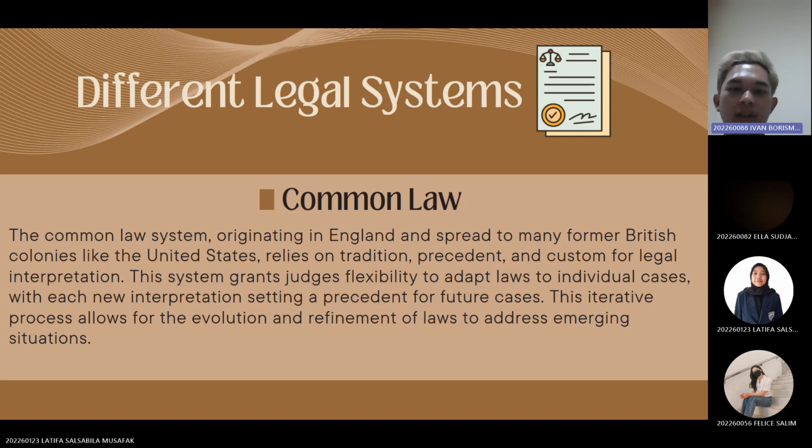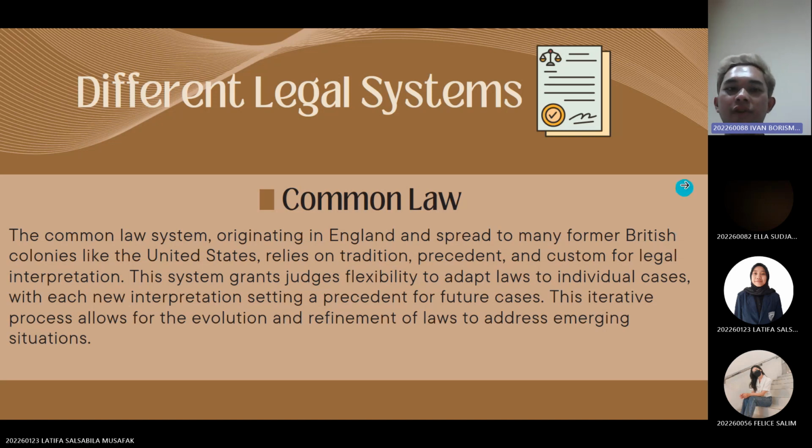So the first type of legal system is common law. The common law system, originating in England and spread to many former British colonies like the US, relies on tradition, precedent, and custom for legal interpretation. This system grants judges flexibility to adapt laws to individual cases, with each new interpretation setting a precedent for future cases. This iterative process allows for the evolution and refinement of laws to address emerging situations.